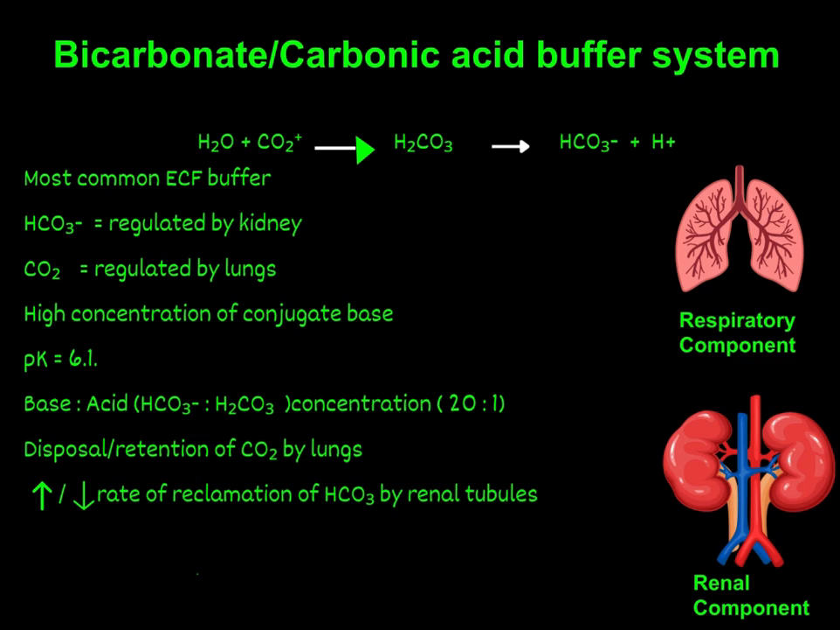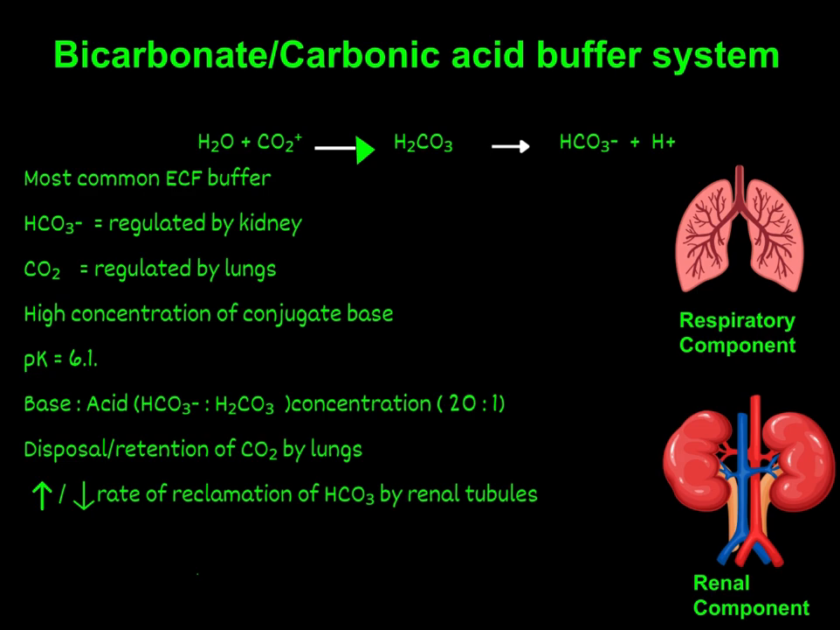So, how does it work? At its heart is this chemical reaction: carbon dioxide plus water forming carbonic acid, which splits into hydrogen ions and bicarbonate ions. In healthy blood, bicarbonate levels are about 24 milliequivalents per liter, and CO2's partial pressure is around 40 millimeters of mercury. This creates a 20-to-1 ratio of bicarbonate to carbonic acid, keeping pH at 7.40.